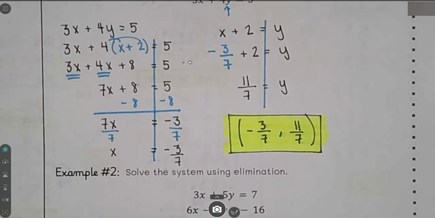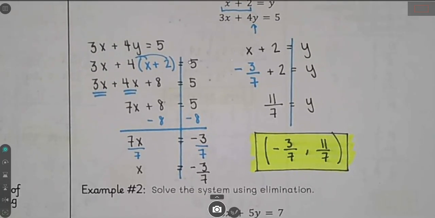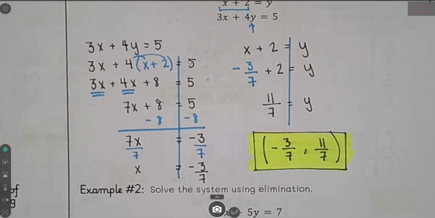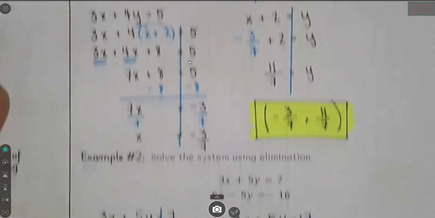So, now we've learned how to solve a linear system using graphing. We've learned how to solve it using substitution. I'm now going to show you my favorite way to solve linear systems. Does anyone need a little more time to copy this down? Okay. So example number 2.